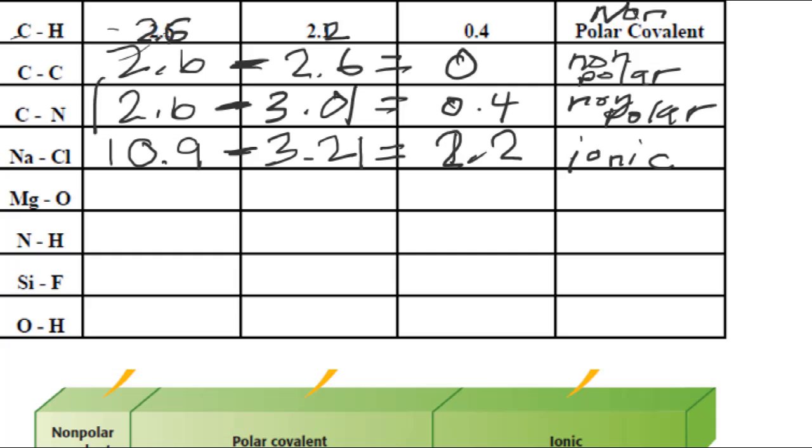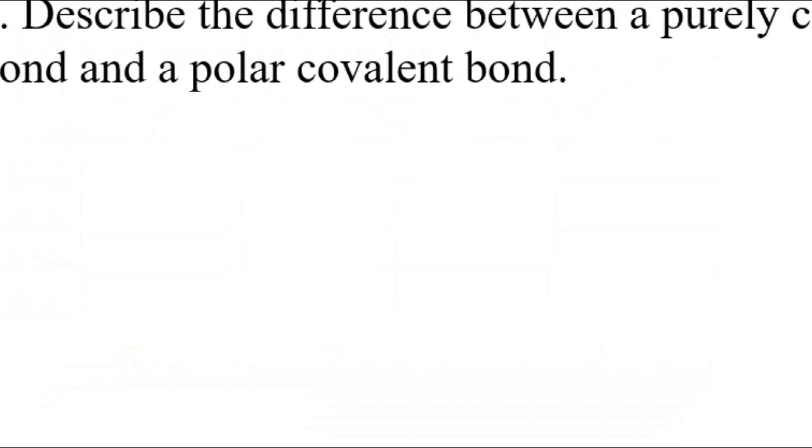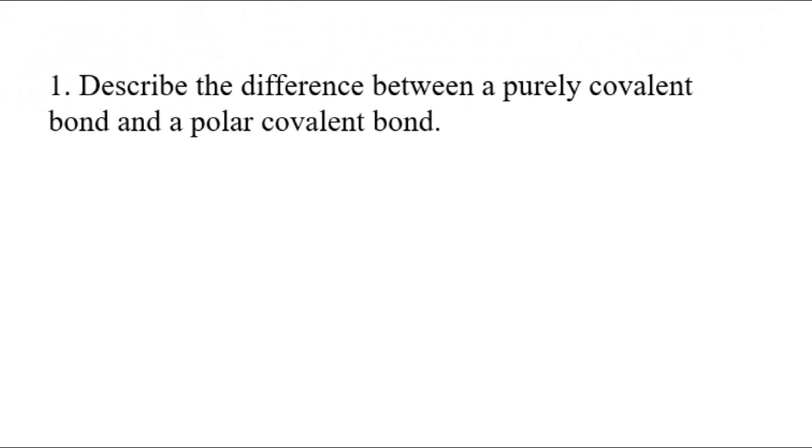Okay, so what we're doing here is we're using math to investigate this phenomenon called ionic, covalent, or chemical bonding. Okay, let me make this a little bit smaller. Describe the difference between a purely covalent bond and a polar covalent bond.